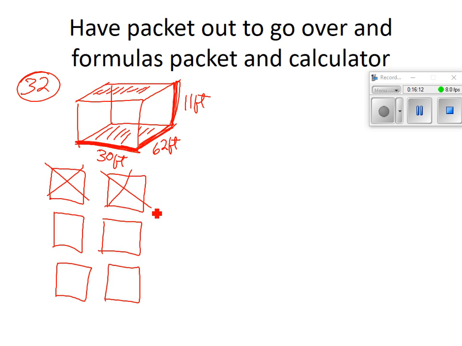Tell me the dimensions of, let's start with the front face here. 30 and 11. 30 by 11, everybody agree with that? Yeah. What's the dimensions of the back face then? 30 by 11. How about the dimensions of this end? 62 by 11. How about this other end? 62 by 11. How are we gonna find the area of each of those rectangles? Multiply them. So do it for me.